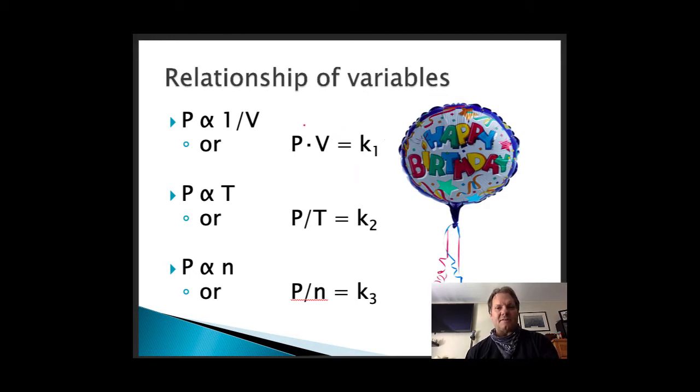The pressure goes up by 5, the volume becomes 1/5. If the pressure goes up by 8, the volume becomes 1/8. The pressure times volume is always going to be a constant.